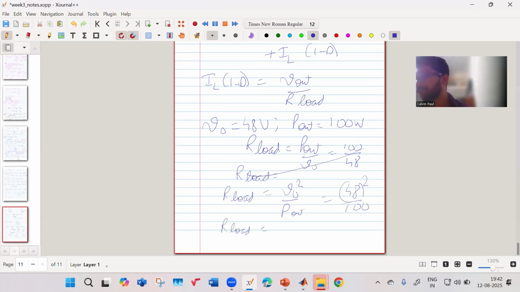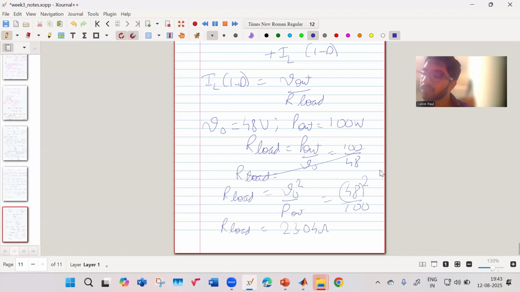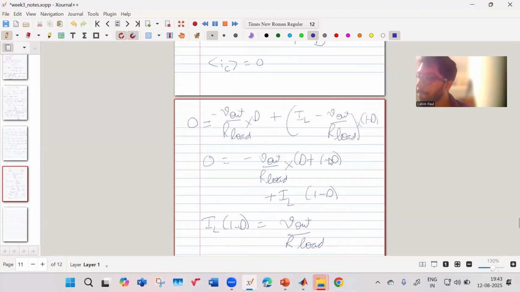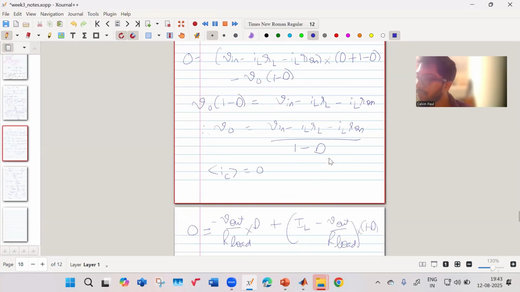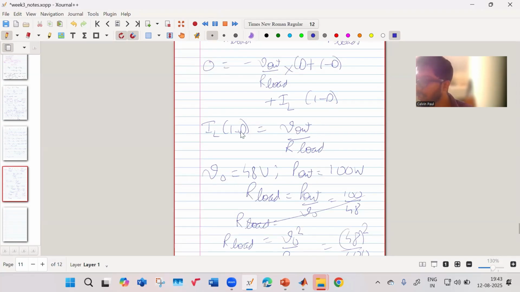So R load is how much? 23.04. So 23.04 ohm. Okay, very good. Now we have this expression, but we don't know what is IL, we don't know what is D. We know what is V output. So it's a bit of a non-linear equation.